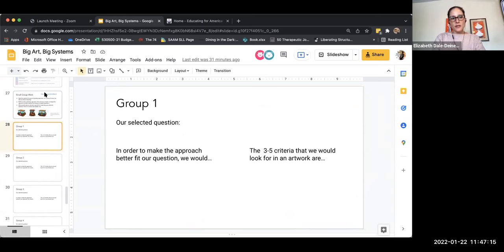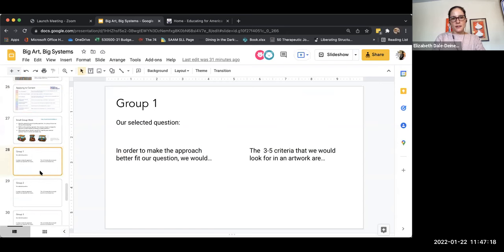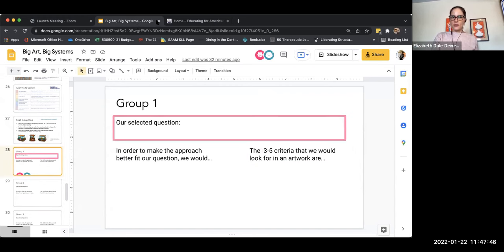You're going to select a question from slide 26. You're going to drop it into our selected question is. In order to make the approach better fit our question, we would, and then you're going to, on the bottom right, list the 3 to 5 criteria that you would look for in an artwork to engage an artwork with this question. So that is all we're doing. This is going to become a running document for the group and hopefully a point of reference for you later.